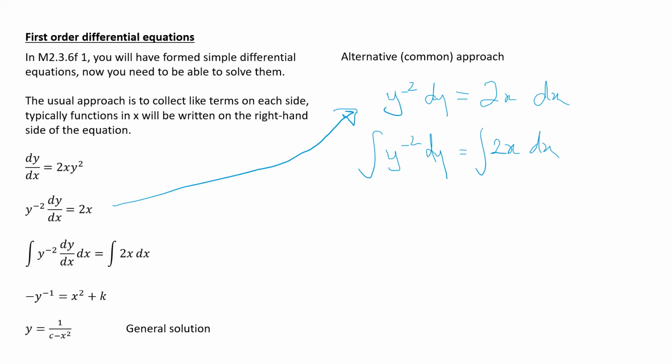So therefore I get the integral of y to the minus 2 dy is equal to the integral of 2x dx: minus 1 over y, or y to the minus 1, is equal to x squared plus k, which takes me back to there. So it's exactly the same approach. It's an easier integration, albeit, if I was going for an interview at a top university, it's not one I would choose to use. I'd choose to show the way I was showing it.